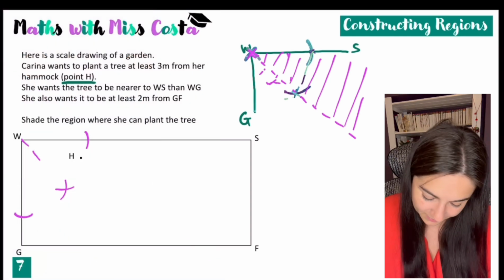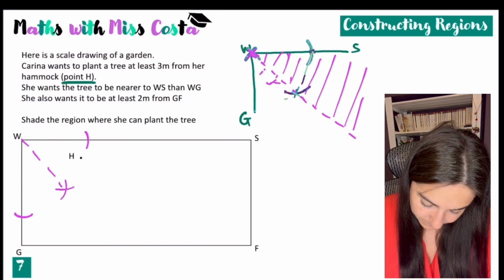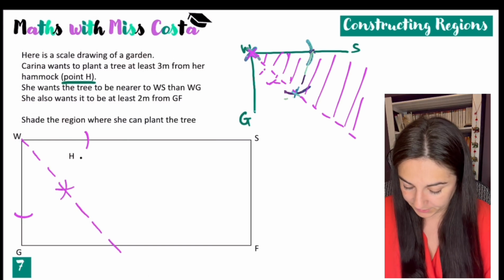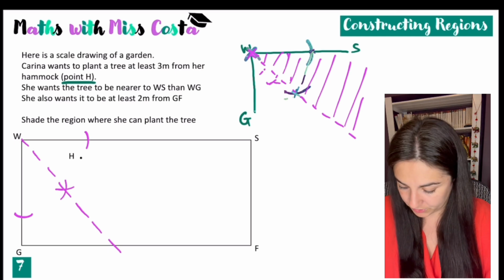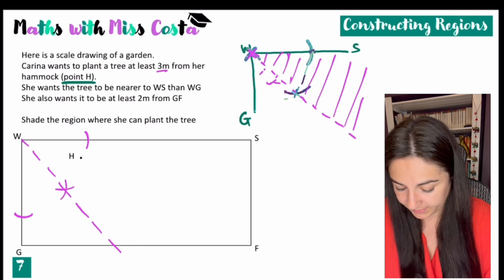Okay, let's get rid of the ruler then. Okay, never mind. So you just draw your thing like that. So that tells you the points that are nearer to WS. Now we also want it to be at least 3 meters from her hammock.